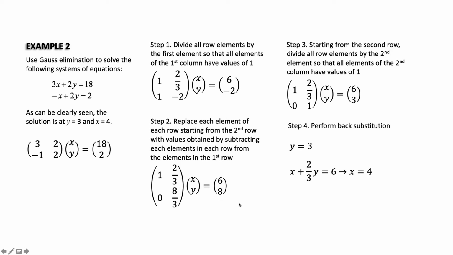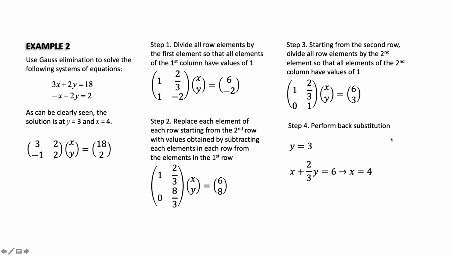Step 3. Starting from the second row, we divide all row elements by the second element so that all elements of the second column have values of 1. So now our objective here is to make this equal to 1. Okay, and if I multiply this by 3/8, this will be 1. If I multiply this by 3/8, it will still be 0. And if I multiply this by 3/8, I'll get 3. And that's what we have here, 0, 1, and 3.